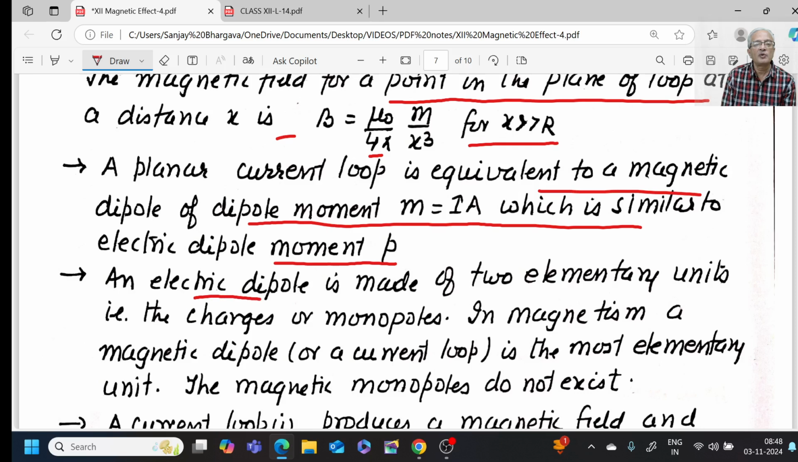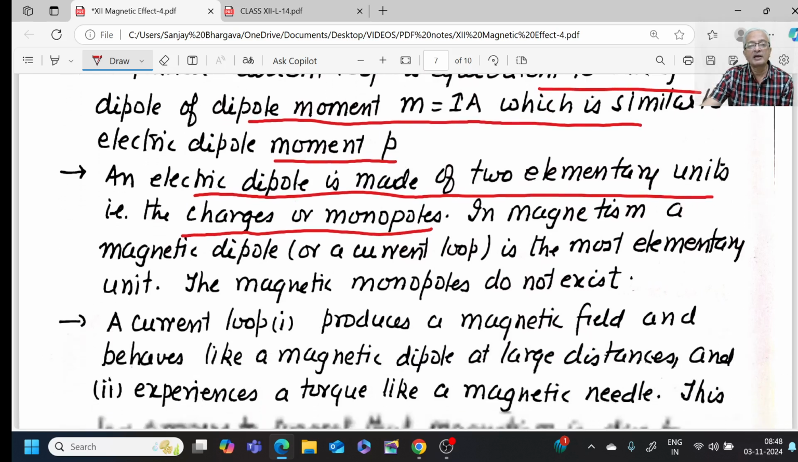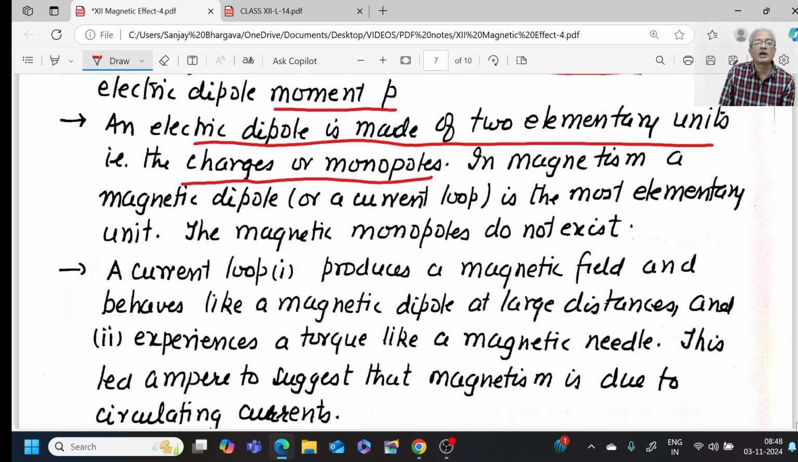An electric dipole is made up of two elementary units, that is the charges or two monopoles, a positive charge and a negative charge. But in magnetism, a magnetic dipole or a current loop is the most elementary unit. We do not have monopoles here. So we predict magnetic monopoles do not exist.